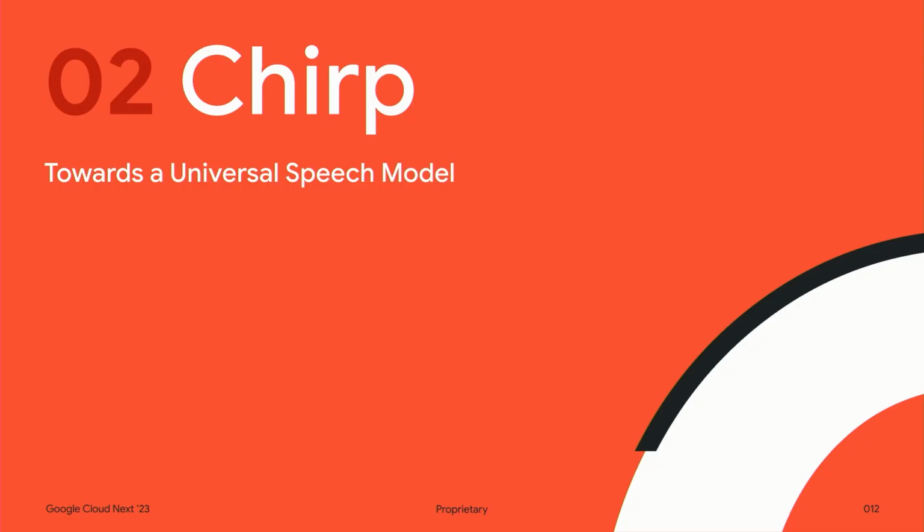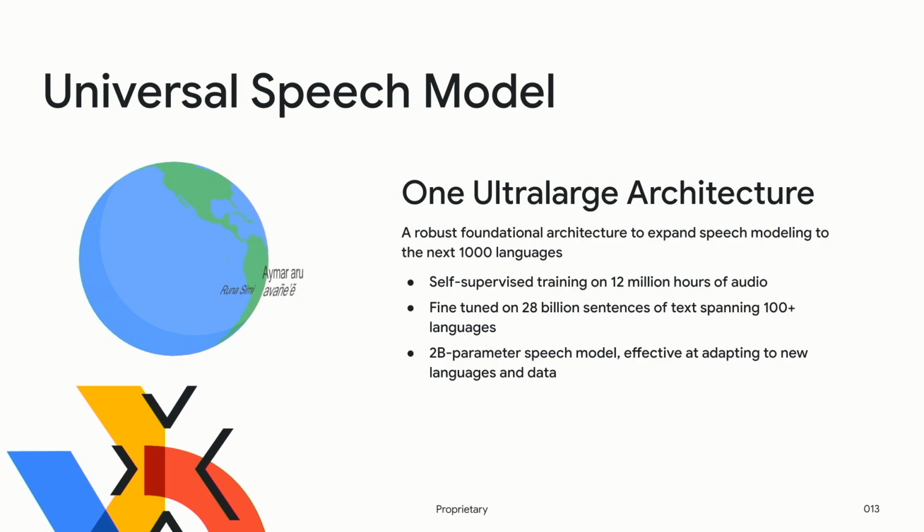Okay, so now that we've talked about that, I think we should talk about our new foundation model, which we also made generally available in July, called Chirp. So this is in addition to all of the speech-to-text models that we supported before, and Chirp is based on Google's Universal Speech Model technology.